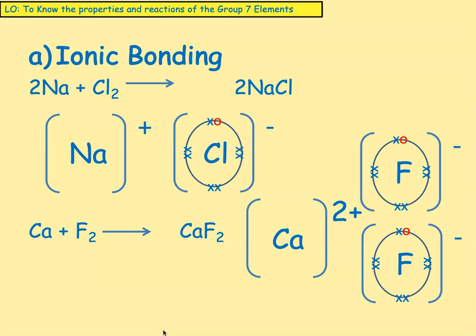Okay, and in the second example, where we have calcium, calcium has 2 electrons in its outer shell. So it's going to give one of those to one fluoride, but that won't be enough to satisfy calcium, so it needs to give its second one to another fluoride. So it would become CaF2. But we'll look at that more in detail when we do ionic bonding.